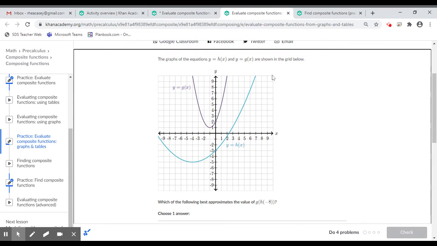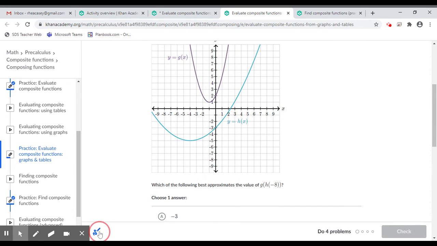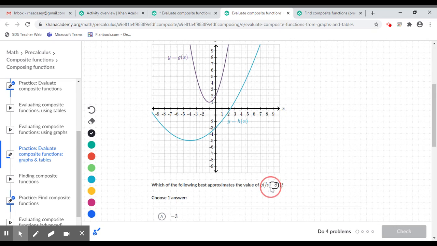Now for the next assignment, how do we evaluate these from a graph? Real simple, super simple stuff. We're going to start with -8. -8 is the x. So let's go over here to -8. There's -8 right there. Then let's find where function h is when we're at -8. So h is the blue graph. Right here, there's h. And where is h when x is -8? So let's go down. There it is.